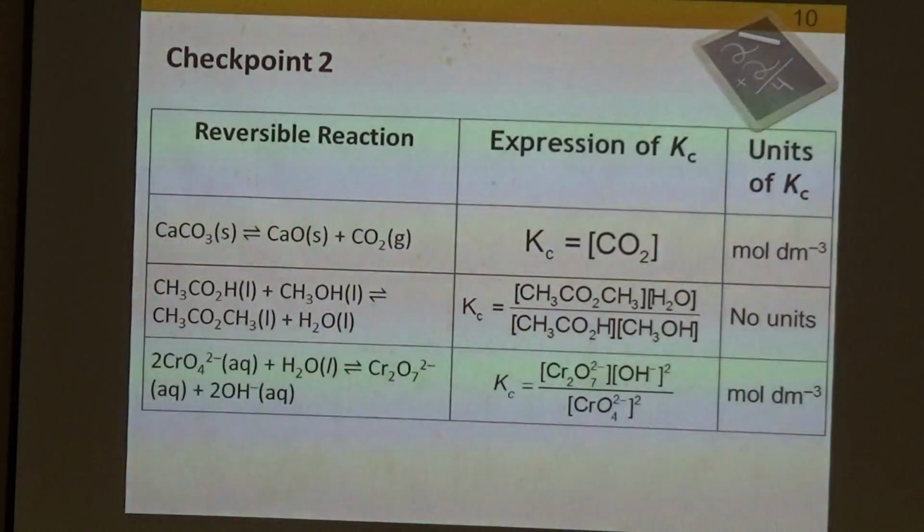Hang on, which page? Page 6. The last bullet point under equilibrium constant. Okay? So you're going to look at that.